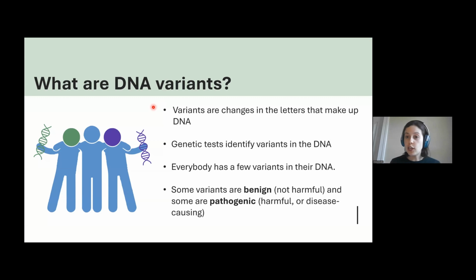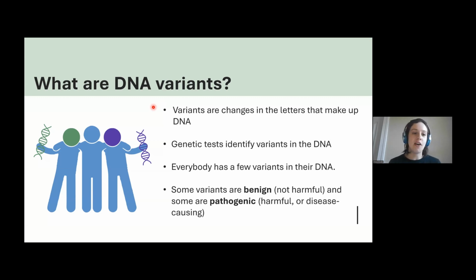So we were just talking about these letter changes or these word changes in our DNA book, and those are called variants. So variant just means a change in the letters that make up our DNA. Genetic tests identify those variants. And I think what's important to remember as well is that everybody has a few variants in our DNA. It is what makes us unique.